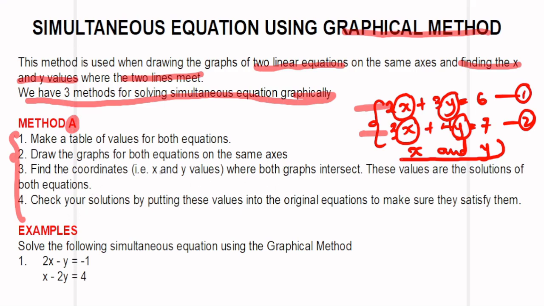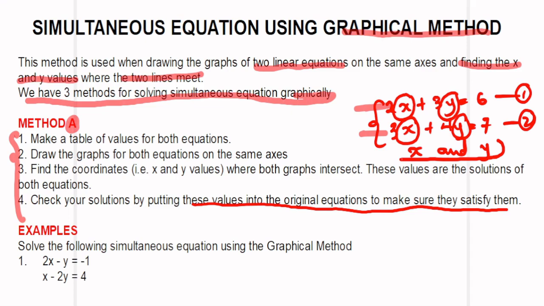Just like I said, whenever we get the values for x and y, that's where the two lines meet, and it is called the solution of both equations. The last step is to check your solution by putting these values into the original equations to make sure they satisfy them. So take a look at steps 1, 2, 3, and 4.